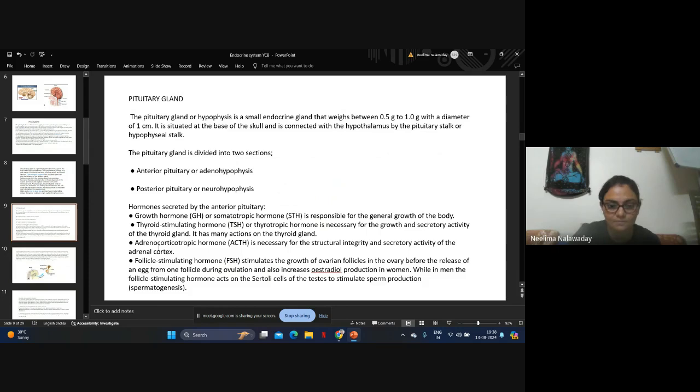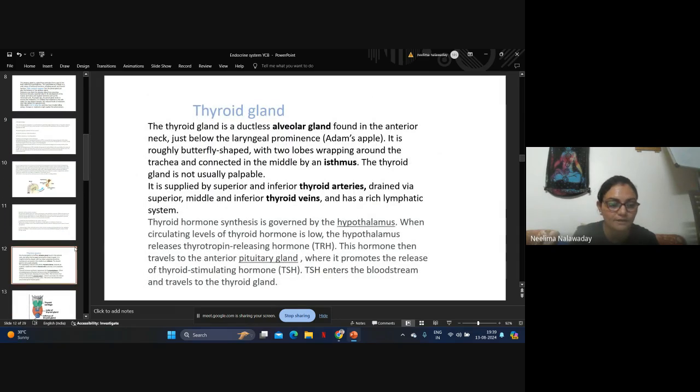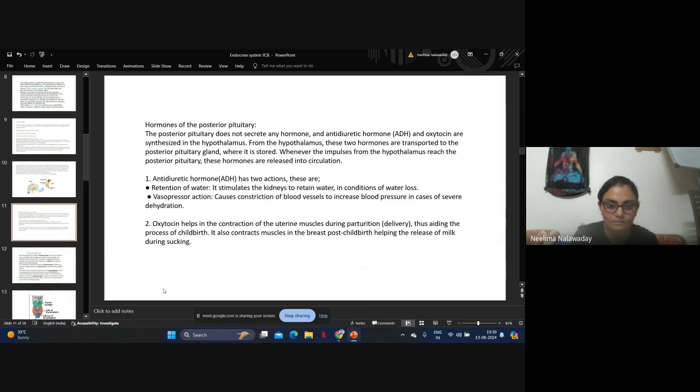or they are also called neurotransmitters. Then follicle stimulating hormone, FSH, stimulates the growth of ovarian follicles in the ovary before the release of the egg or ovum from one follicle during ovulation. So follicle stimulating hormone and luteinizing hormone are essential hormones for ovulation and maturation of the ovum.